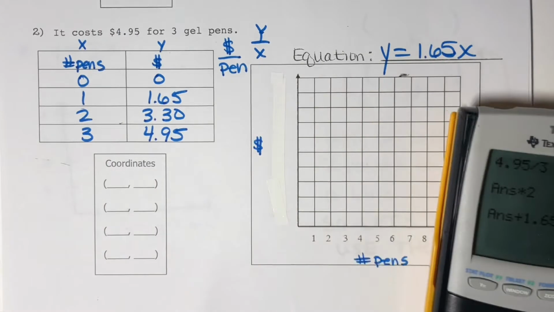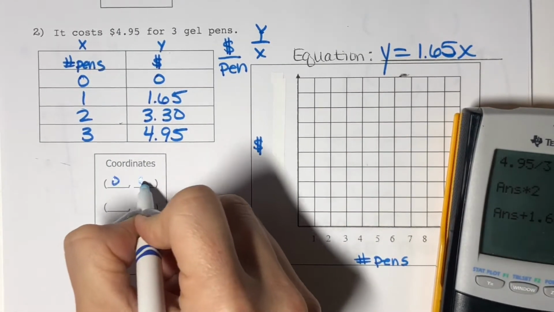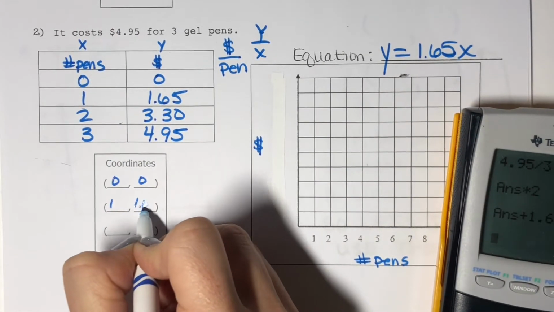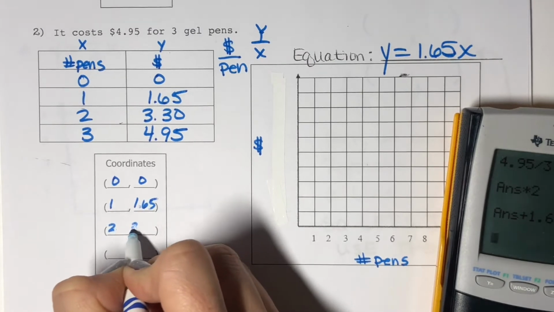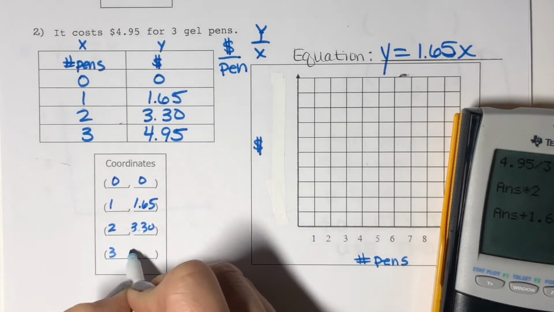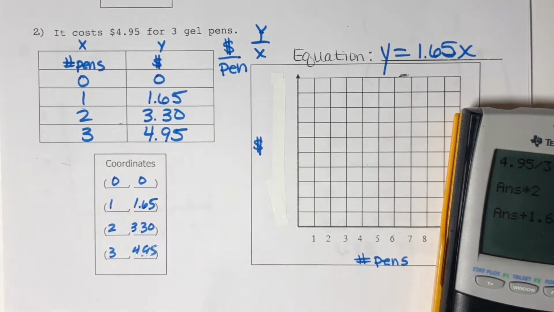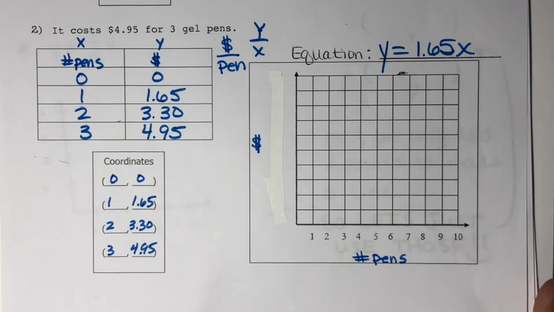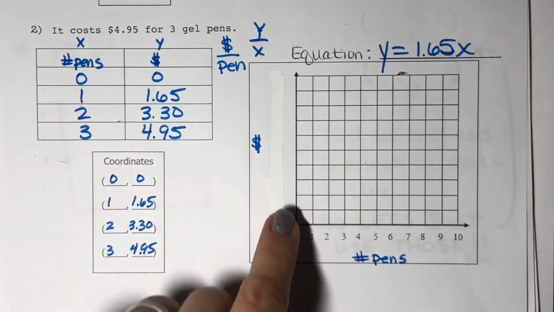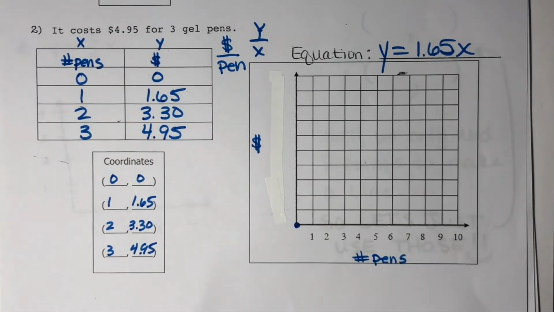Which then, you know the drill from here. If I don't buy any, I don't pay anything. 1 is $1.65. 2 would cost me $3.30, and 3 would cost me $4.95. And then if the purpose of this whole lesson is to graph it, you're going to start at this 0, 0. Okay, so I got to figure out what to put on our axes here.